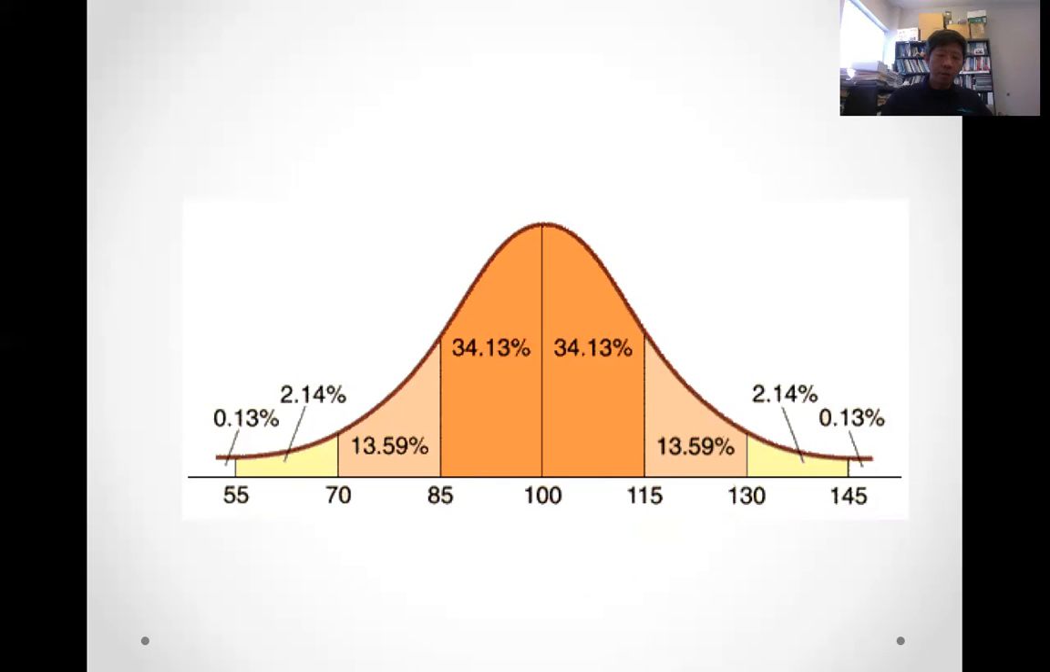Let's say somebody got a 115. How good they are, we don't know, but the standard deviation can measure how good this score is. Same as if somebody got a 130, we can use the standard deviation to measure how far away from the mean. Same as 85. So this is how we find the standard deviation.